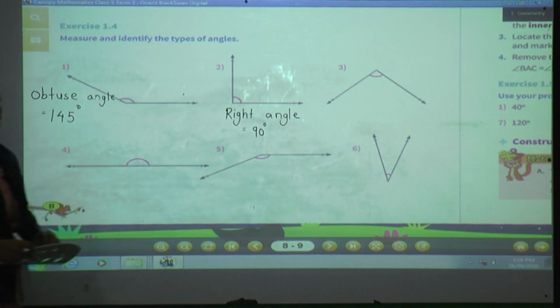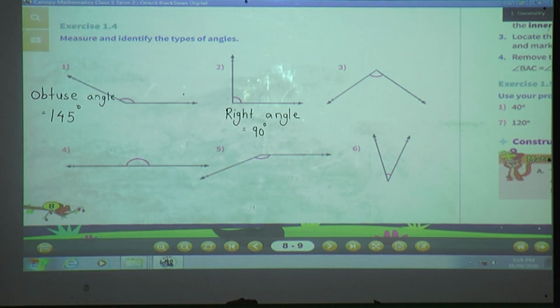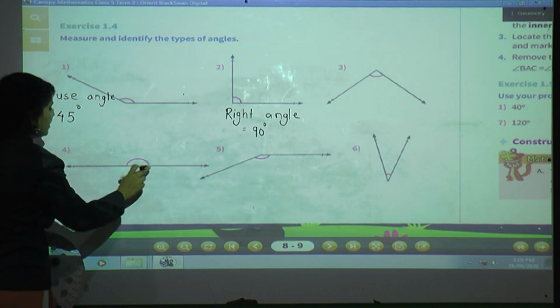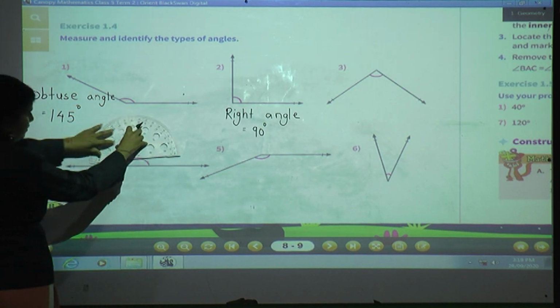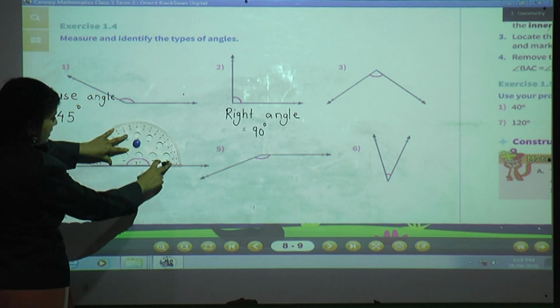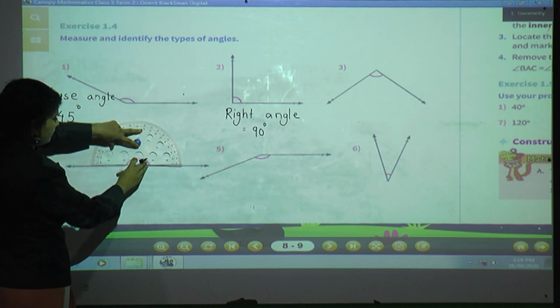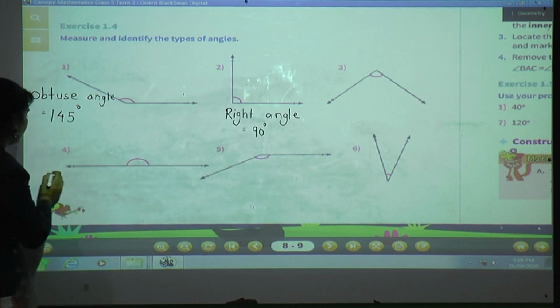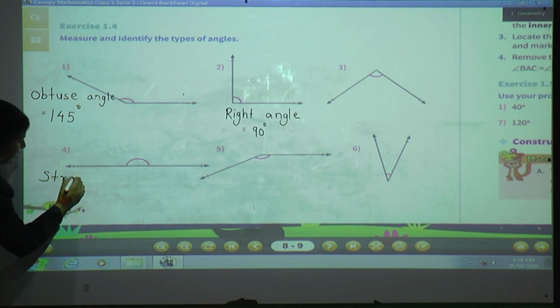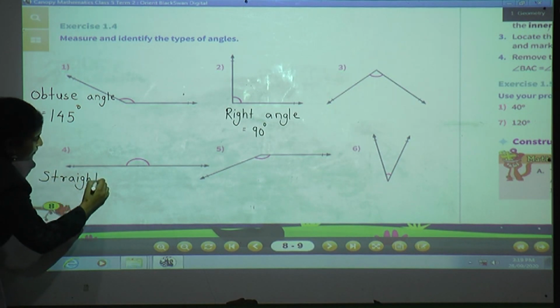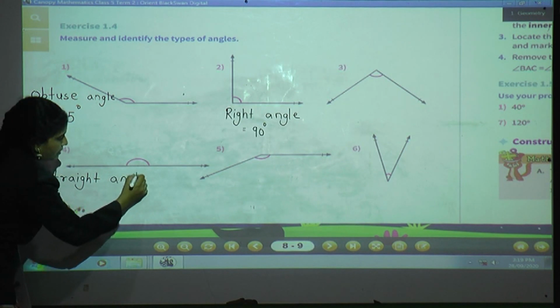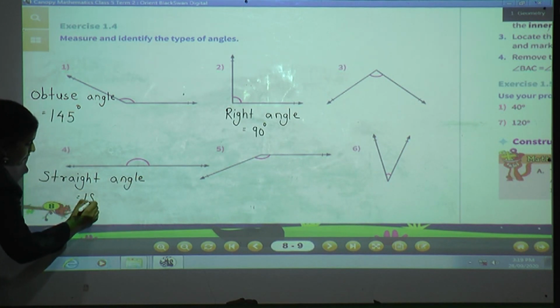Now the fourth one. It is a straight angle. See students, just now we have studied, it is a straight angle. You can see that this is a straight angle, and the measurement of the straight angle is 180 degree.